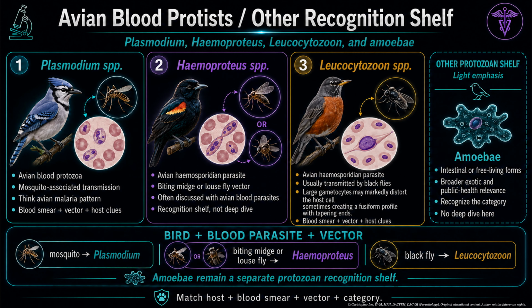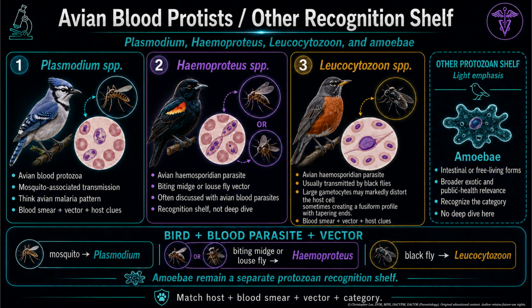Plasmodium species fit the avian malaria pattern and are transmitted by mosquitoes. Hemoproteus species are related avian blood protozoa transmitted by biting midges. Leukocytozoon completes the pattern and is usually transmitted by black flies. Its gametocytes may markedly distort the infected blood cell on a smear. The vector is a useful sorting hat, not a diagnosis. Mosquito suggests Plasmodium, biting midge supports Hemoproteus, and black fly supports Leukocytozoon. The bird, blood smear appearance, geography, and vector context all organize the differential.